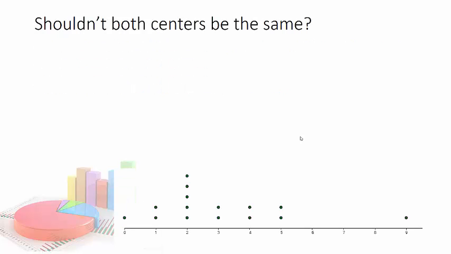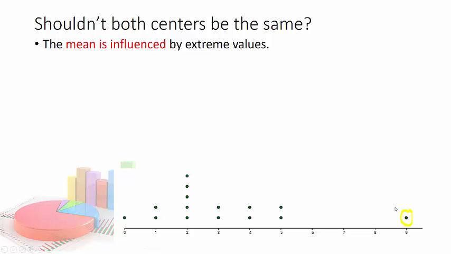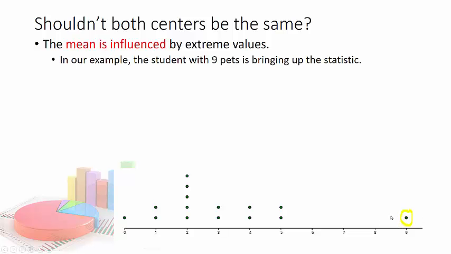Now, we just looked at both centers. Shouldn't they be the same? Well, the mean is influenced by extreme values, like this one here. So you could say that this one student with 9 pets is definitely bringing up the statistic. The median, on the other hand, is resistant to extreme values. It's just saying how many are on the left and how many are on the right.